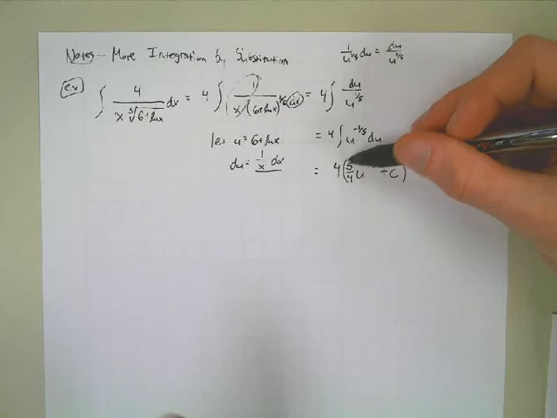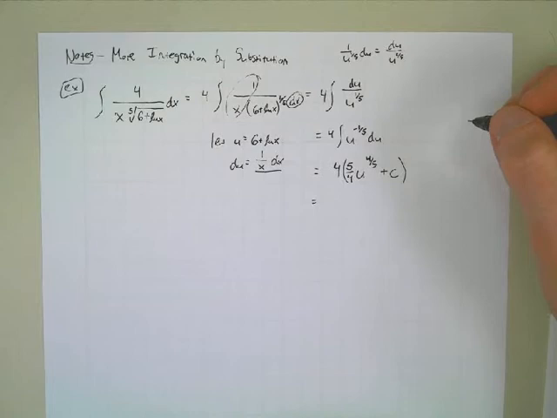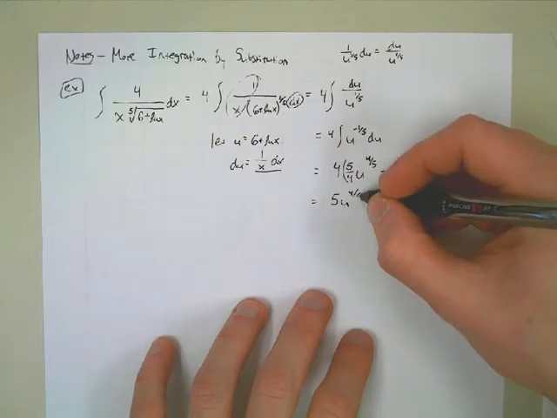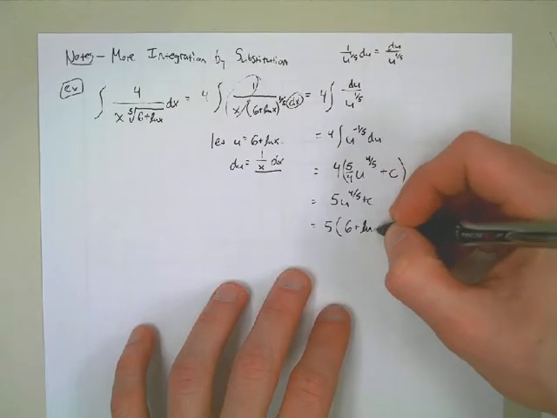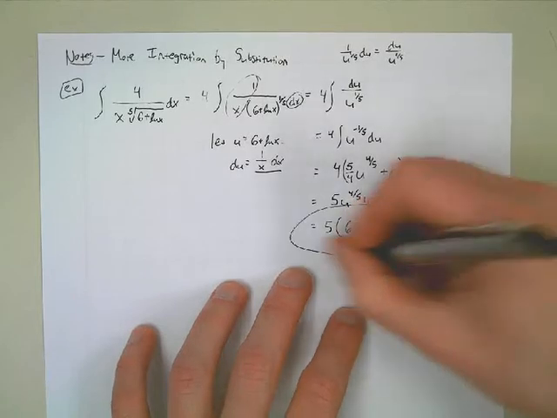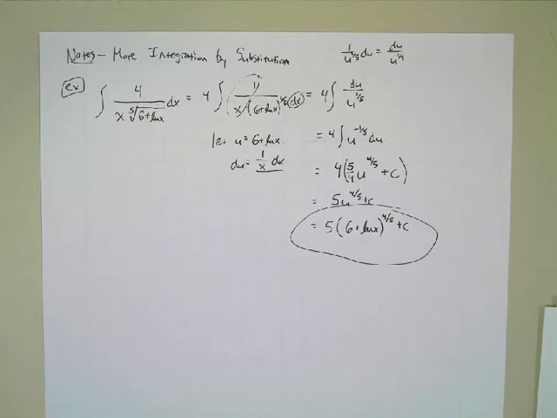So 4 multiplies to this term and 4 multiplies to the c, but again we know that c will just absorb the 4. And so what does this simplify to then, Emma? Plus c, good. And then our last step, 5 times 6 plus the natural log of x to the 4/5 plus c. Okay, there it is. Say again? You need to re-substitute back in terms of x.